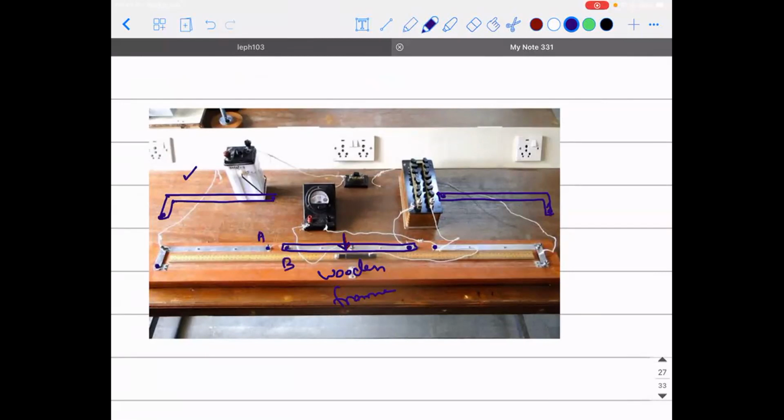A, B, C, and D as of now, for the time being. Between the points A and B, there will be an unknown resistance connected. And between the points C and D, there will be a known resistance connected. It is up to us. There is no hard and fast rule that this only should happen.